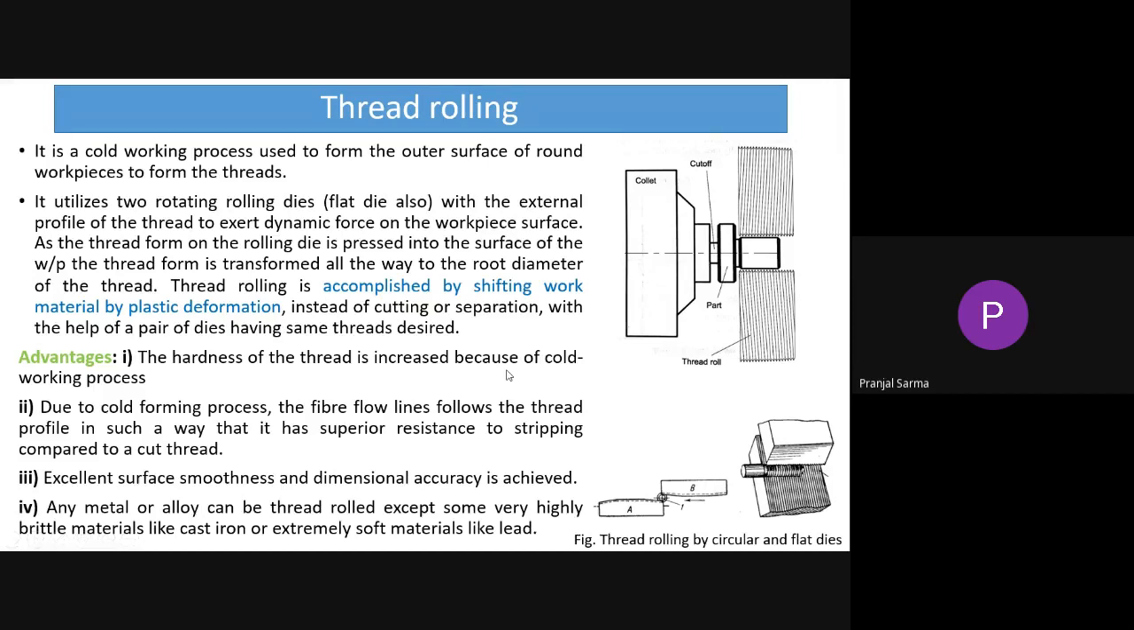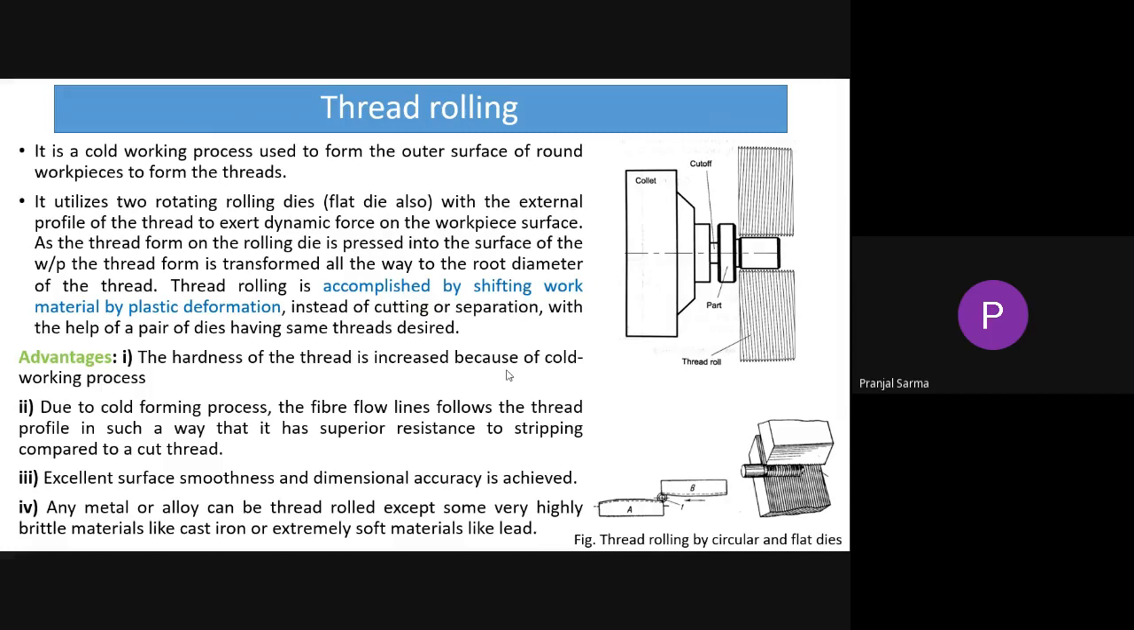All the advantages which are generally associated with cold working processes will also be there in this process, because it is basically a cold working, cold forming process. As it is a cold forming process, the hardness of the thread is increased. Already we have discussed what happens in cold forming, cold working, warm working, and so those advantages are there here also.